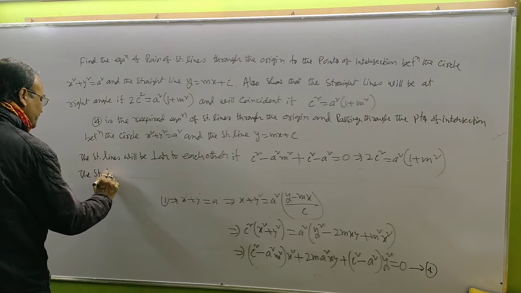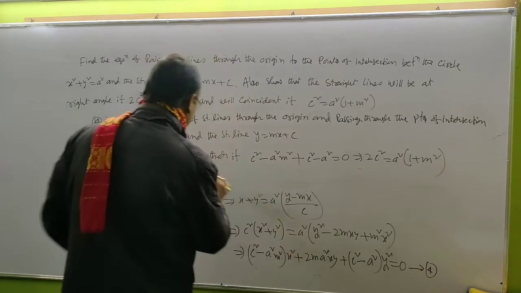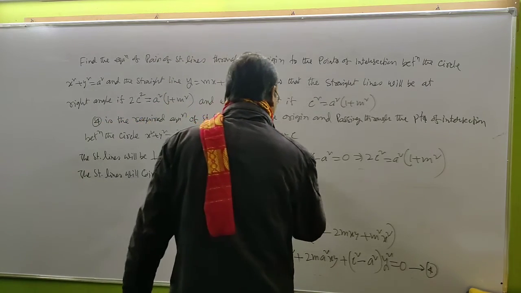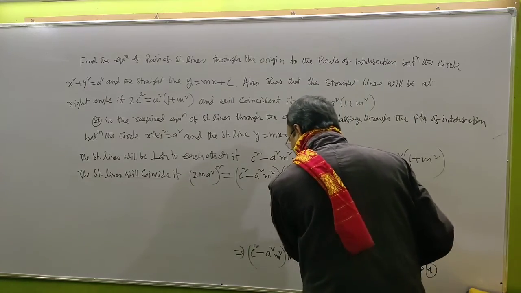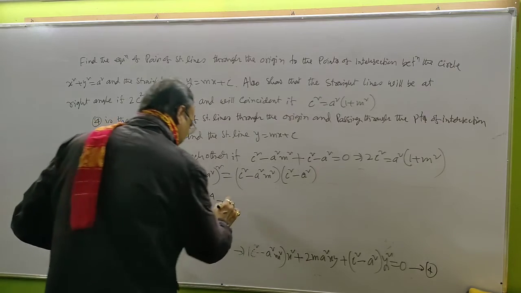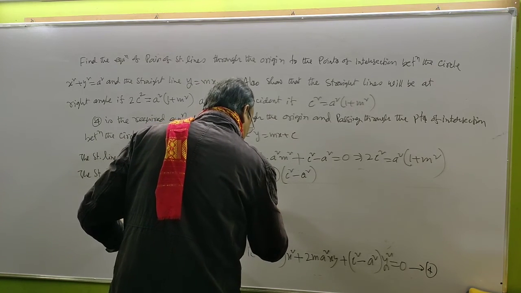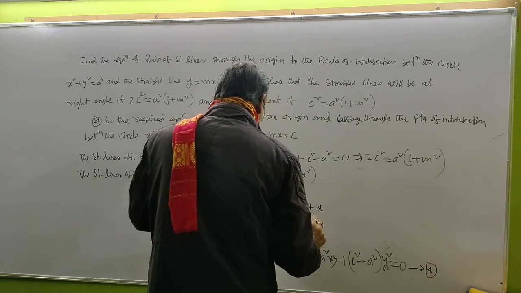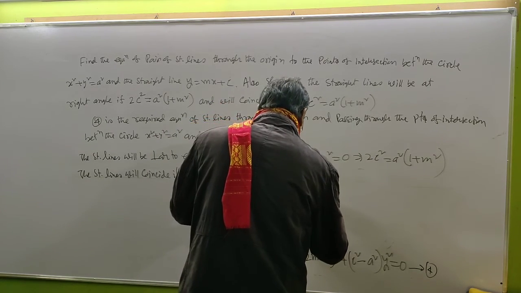The straight lines will coincide if h square is equal to ab. This means (twice m a square) whole square equal to a into b, that is (c square minus a square m square) into (c square minus a square). This means 4 m square a to the power 4 equal to c to the power 4 minus a square c square minus a square c square m square plus a to the power 4 m square.